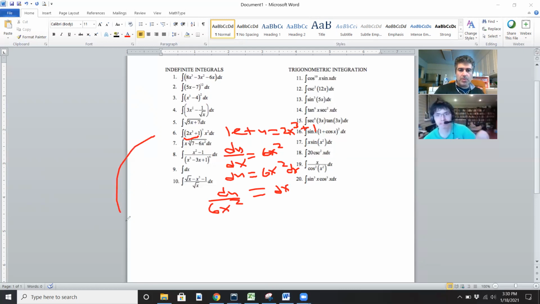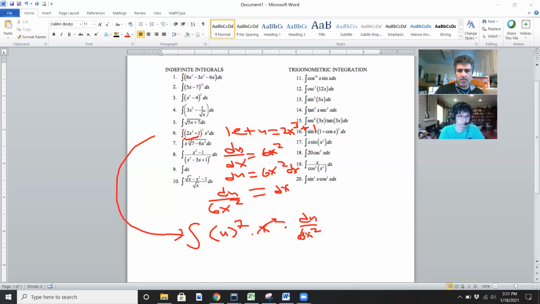Now this is the part that's kind of like brain surgery a little bit. You just have to be very careful. 2x cubed plus 1 is u, so that's u to the 7th power. You have x squared, so leave that alone. But dx is du over 6x squared. And the x squared should cancel. You have the 6 on the bottom, so it's 1/6, you can push off to the left, u to the 7th power times du. Now we integrate this: 1/6 times u to the 8th over 8 plus c.